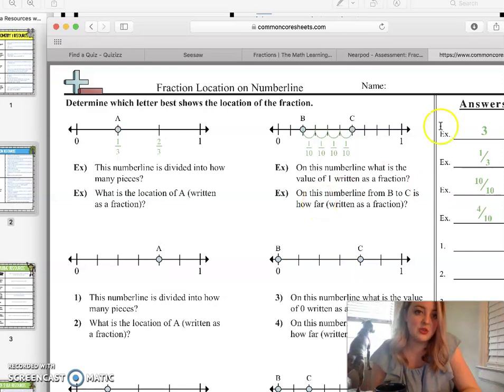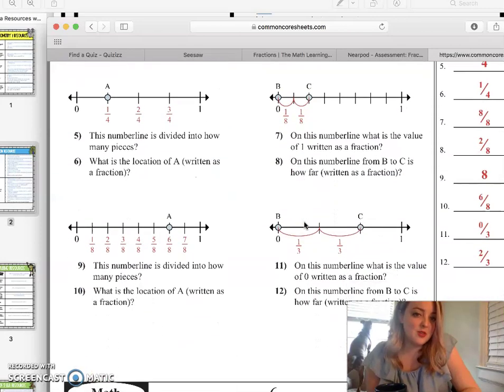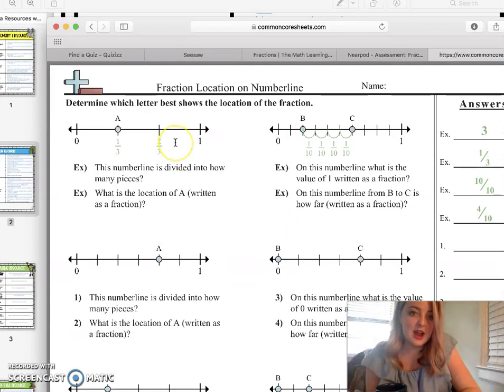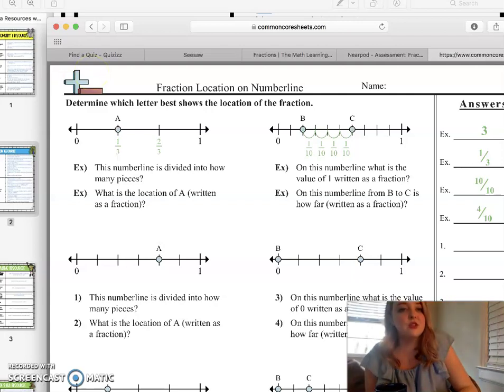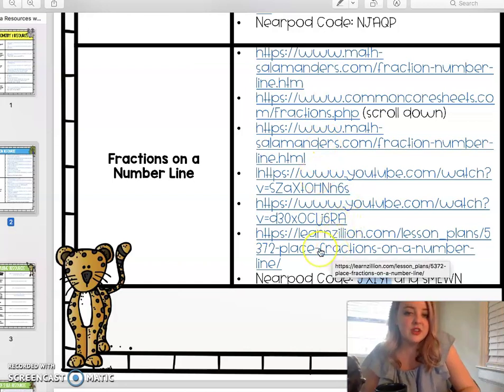So you can actually go through the first 3 here are answered for the students so they get an idea, and then the rest of them are answered there for you as the parents to have them self-check even, and then they circle the ones that they missed, and then we discuss them together. But definitely utilize those additional resources. Those were the first 2 or 3 here, and then there's a couple of YouTube videos, a LearnZillion link, which is another video tutorial of how to partition fractions, and then these 2 Nearpod codes.